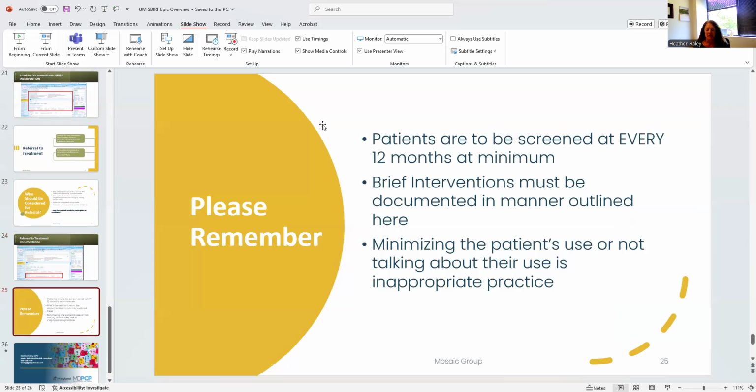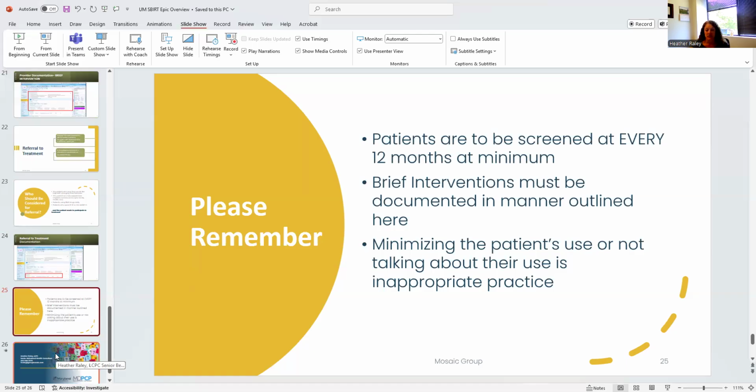So in summary, patients are to be screened every 12 months at minimum. The brief interventions are to be documented in the manner outlined, and minimizing a patient's substance use or not talking about their substance use is inappropriate practice. There are mechanisms in place to ensure that patients get appropriate referrals to community-based or University of Maryland-based substance use treatment programs, and there are plenty available in your area. So please make sure that you have access to those resources.